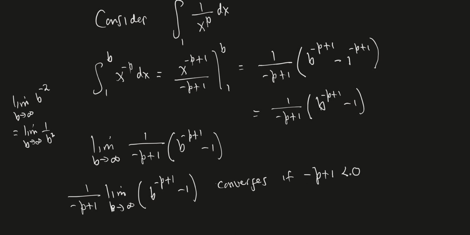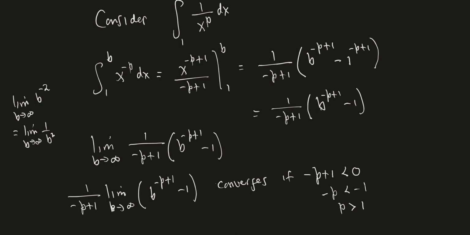But then if I solve this for p, let's say I subtract 1 from both sides. So I get negative p is less than negative 1. And then to isolate the p, if I multiply this inequality by negative 1, then I have to change the direction of the inequality. So therefore, p is greater than 1. So what this argument shows is that if p is greater than 1, then my improper integral will converge. Otherwise, it will diverge.